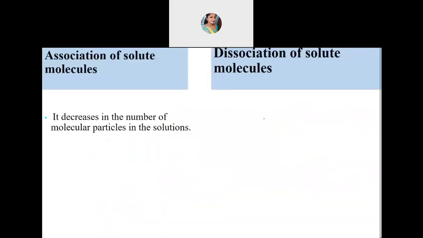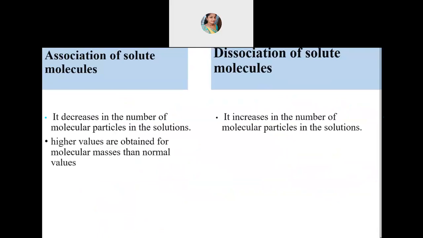Okay, so you can copy this down, which I have given here. There are two things which are happening. One is association of the solute and the other one is dissociation of the solute. So you can copy this down. If there is association, it leads to decrease in the number of the molecular particles in the solution. And if there is dissociation, it increases the number of molecular particles in the solution. So in association, higher values will be obtained for molecular mass than the normal molar mass. And in the dissociation case, lower values are obtained for molecular mass than the normal value.